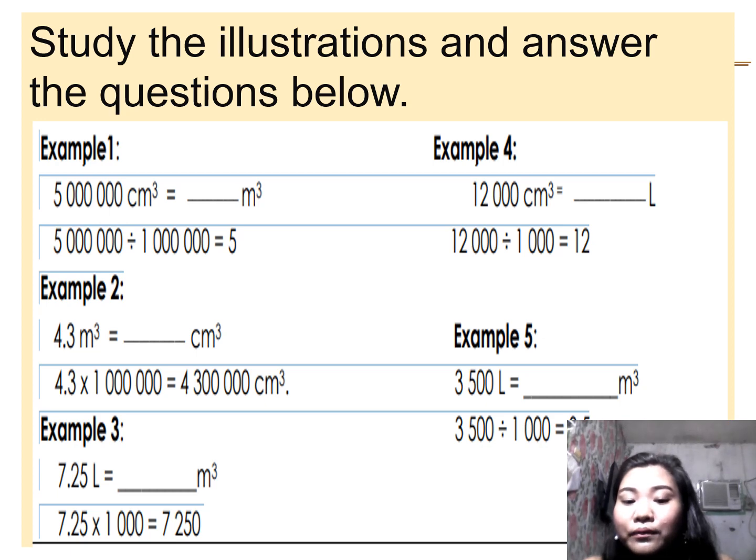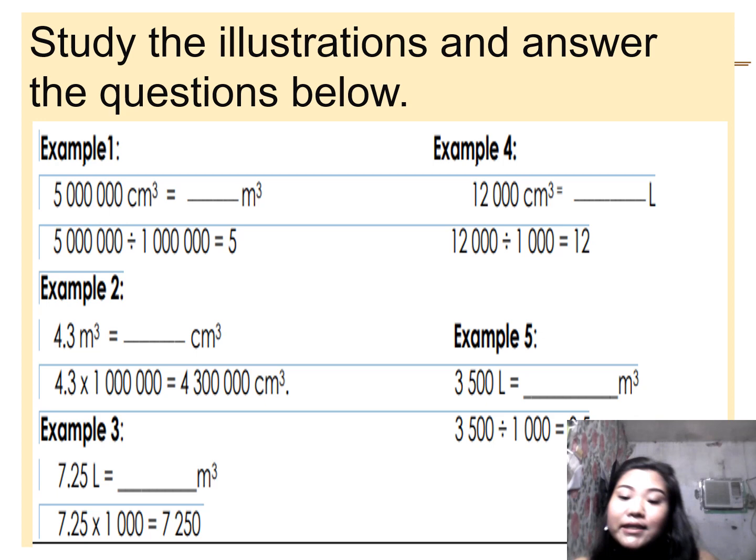Next, example number 3. Liters to milliliters. In 1 liter, we have 1,000 milliliters. So, 7.25 times 1,000 is equal to 7,250. So, the answer will be 7,250 cubic units. So, larger unit to smaller unit is equal to multiplication.